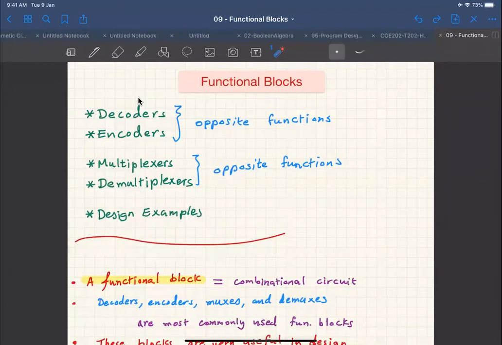Remember this: when I start discussing the encoders, I will ask you about this. Okay, these encoders and decoders have opposite functions. And then multiplexers and demultiplexers, they also have opposite functions. Okay, and then we will have some very interesting examples.